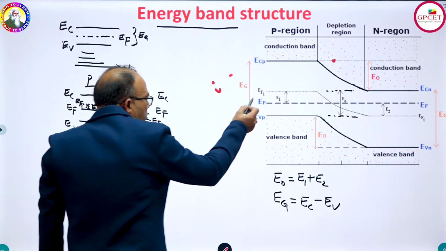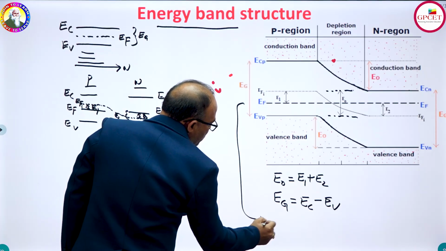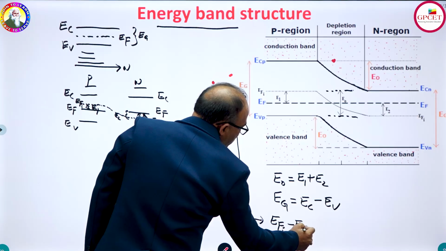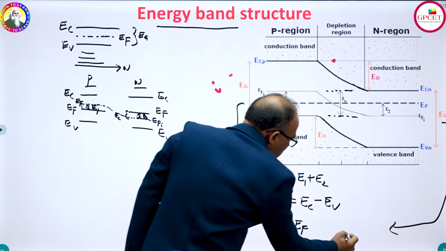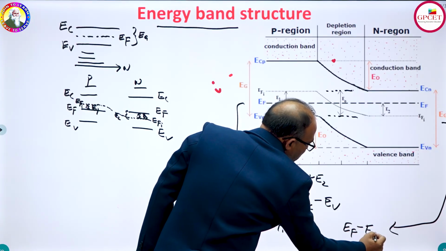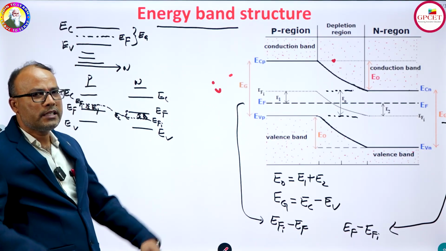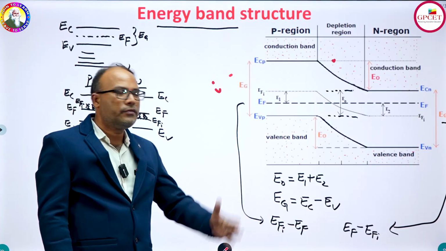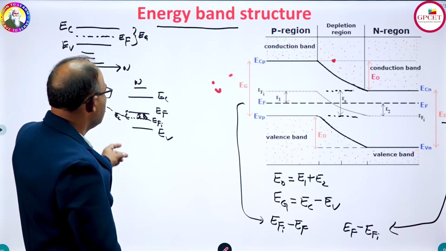And we have a shift in Fermi level here. We can write the shift in Fermi level in p-type as EFI minus EF. And the shift in Fermi level here is written as EF minus EFI. So these are the most important cases. Now let us have the equations for E naught, Eg, and the shift in Fermi levels in p-type and also in n-type semiconductors. Okay, the first one.